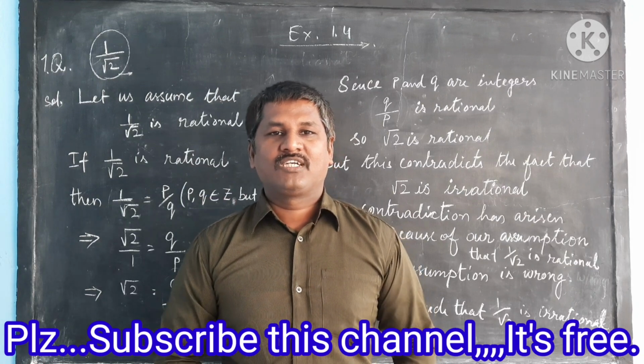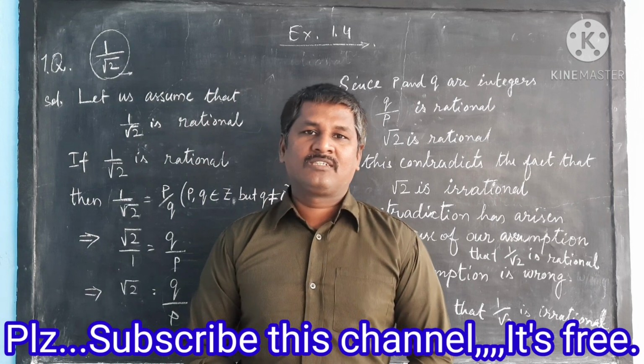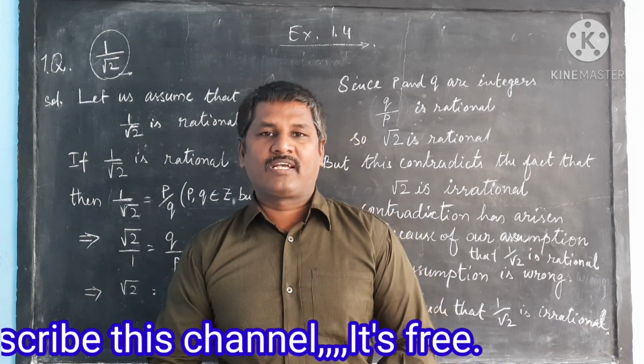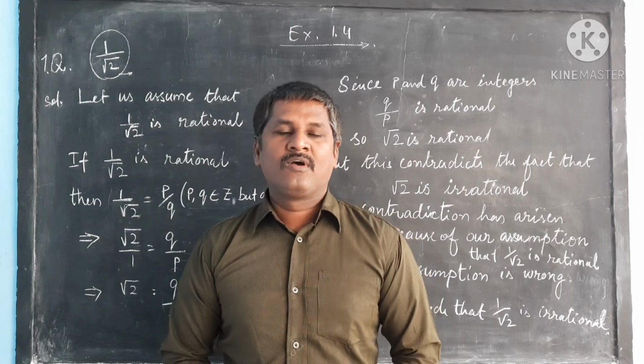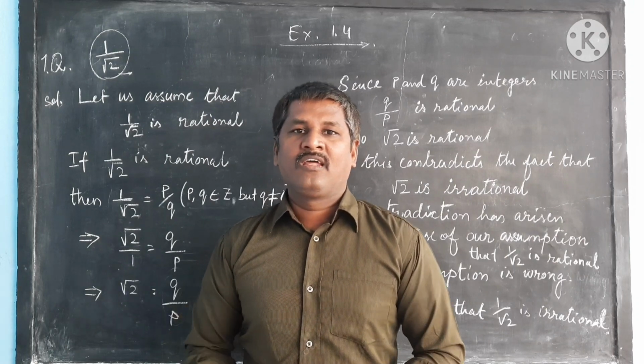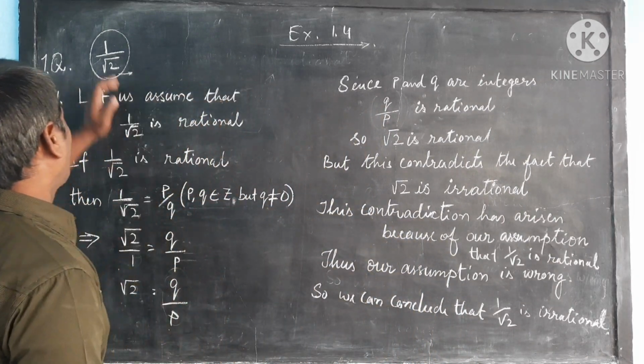Hi friends, today's topic is real number exercise 1.4. Now we have to discuss all the solved problems of exercise 1.4. The first bit, it is asked that you have to prove the following numbers are irrational numbers. Let us select the first one, that is 1 by root 2.